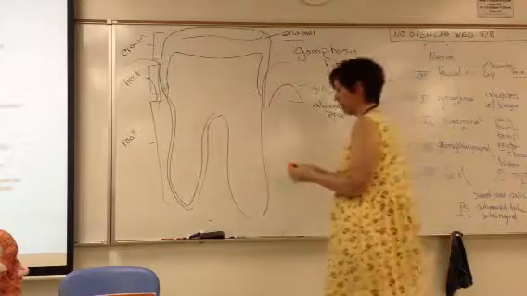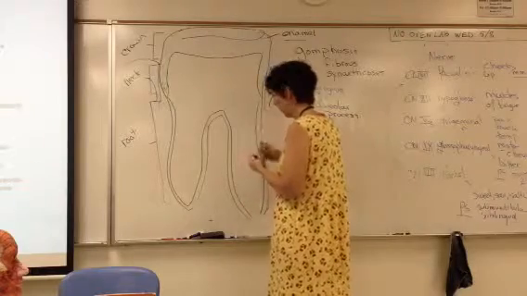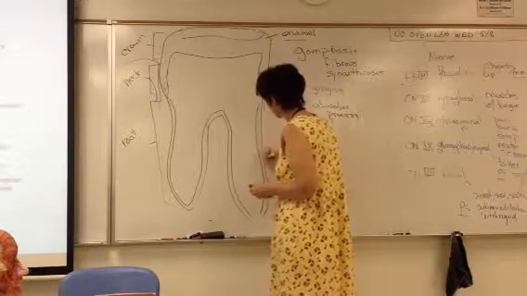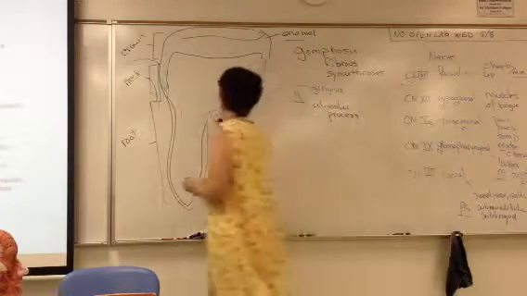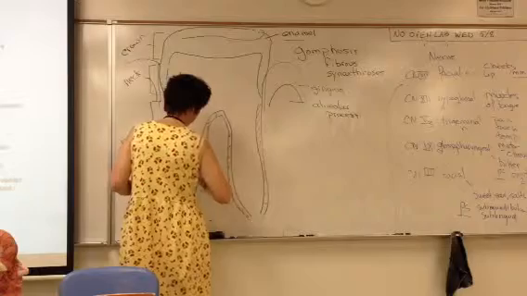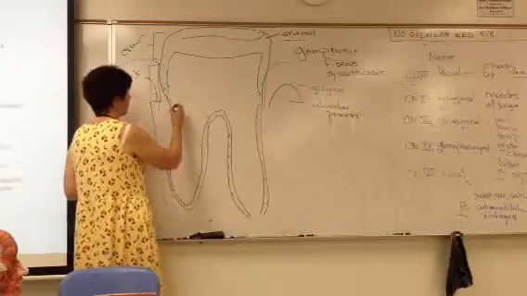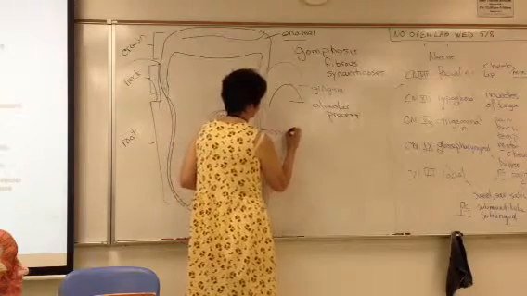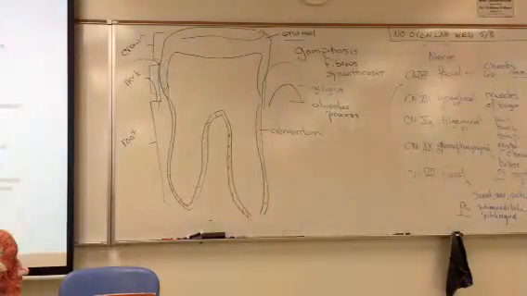The covering of the root is known as cementum. It would be the yellow surface on that model that I brought out of the tooth. And this would be what would interact with the periodontal ligament to be attached to the bone. So neither cementum nor enamel is considered to be a living tissue. They don't have cells within them.